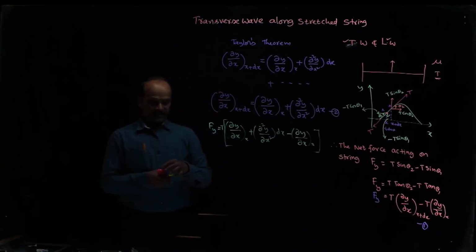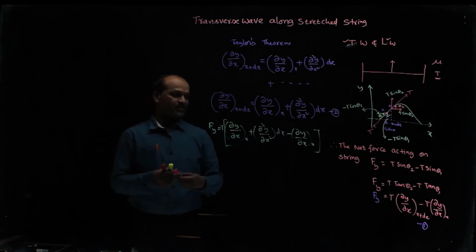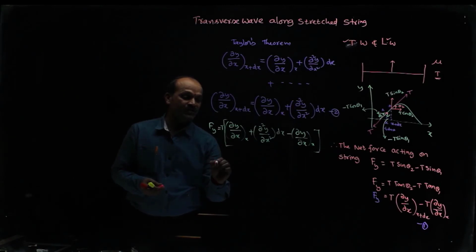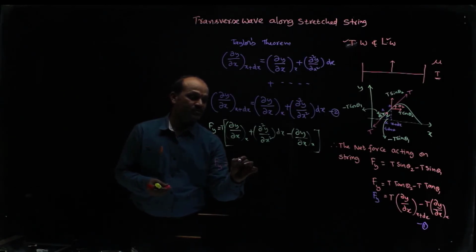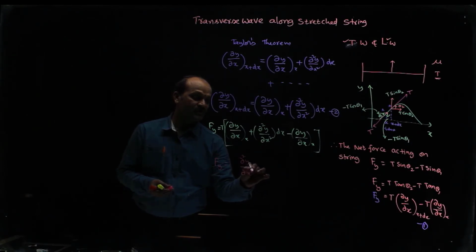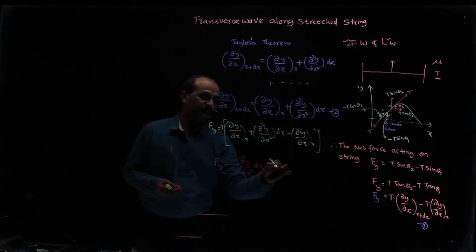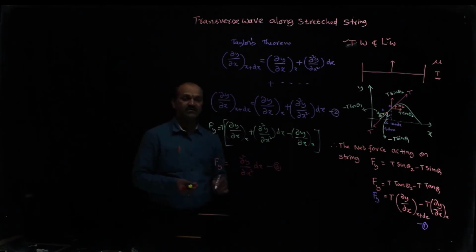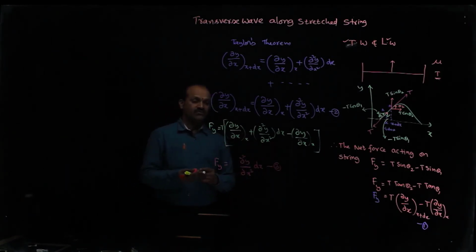So we can cancel dou y by dou x. Now the remaining thing is Fy is equal to T into dou square y by dou x square into dx. This is the thing we got now. This is the net force in terms of dou square y by dou x square into dx.